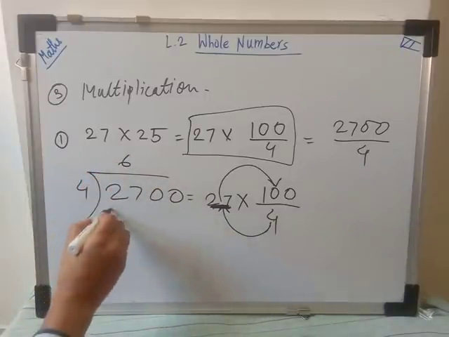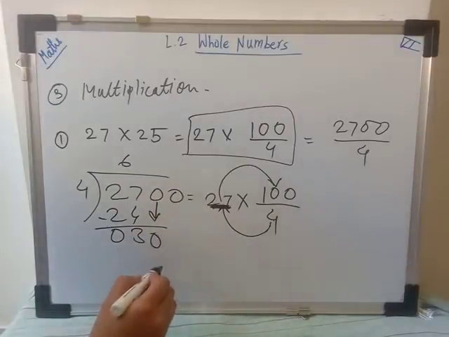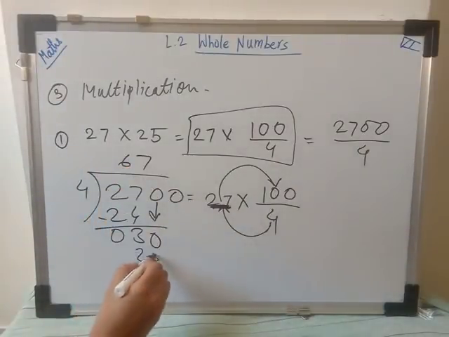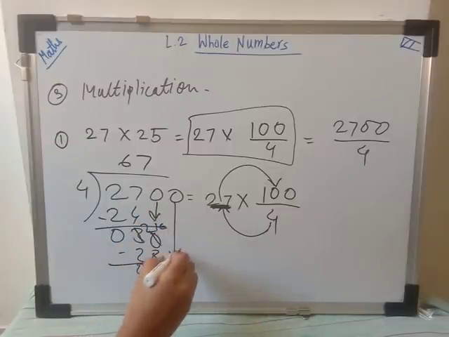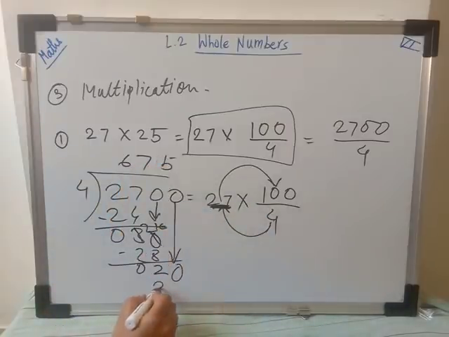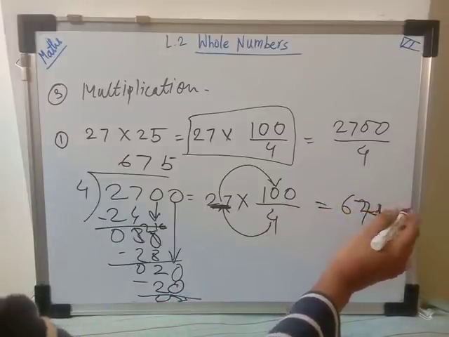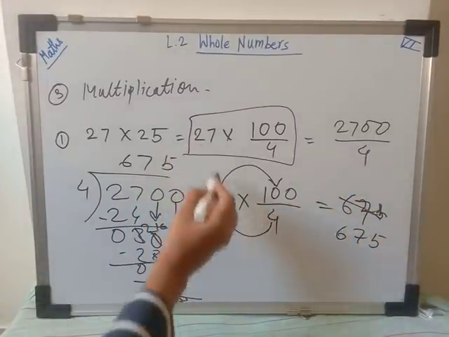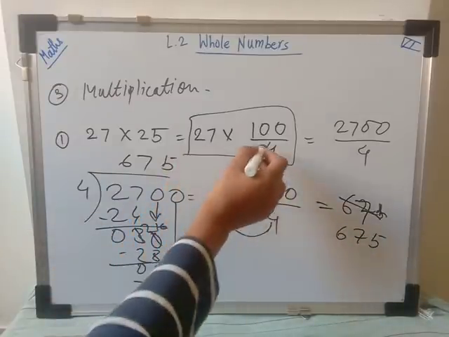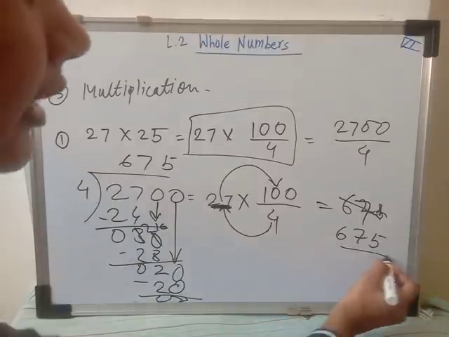4 6s are 24, so here will come 3, 0. 4 7s are 28, 0, and here will come 2. Here will come 10. 4 5s are 20. So 0. So we got the answer, that is 675. So from this pattern also, along with the multiplication, we have added division also, and we got 675.